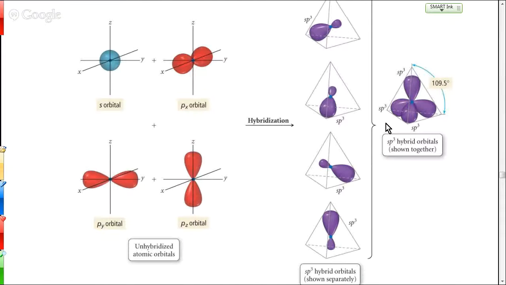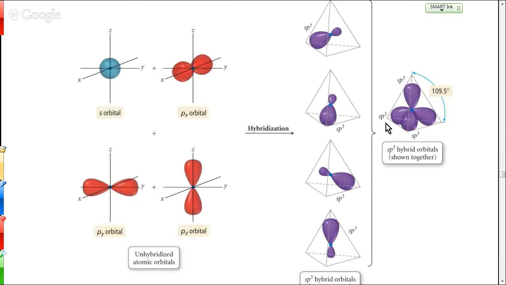So each hybrid orbital now is going to have 1 electron in it. So we took the 4 valence electrons, instead of being 2 in the 2s and 2 in the 2p, we hybridize them all together, and we put 1 electron in each hybrid orbital. And then each of those is going to combine with that hydrogen 1s orbital to make the bonding picture. And that is the correct bonding picture that we see for methane right here.